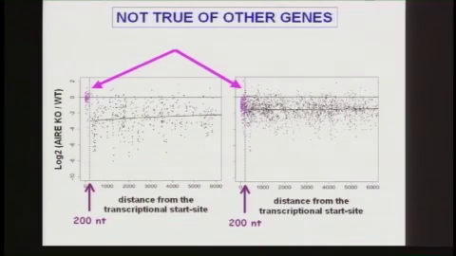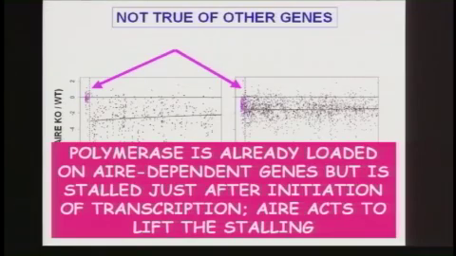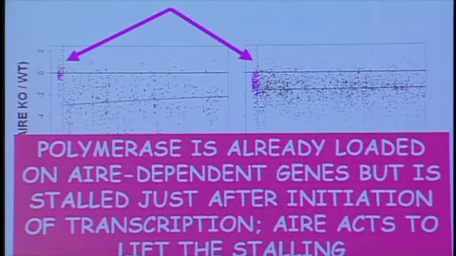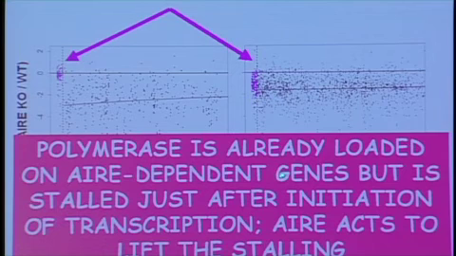So of course, we have controls of other genes which are not AIRE-regulated. And I just want to state very clearly what we think that then is: on AIRE-induced genes, the polymerase is already loaded, but it seems to be in a stalled or poised state, and that AIRE acts by lifting this stalling.